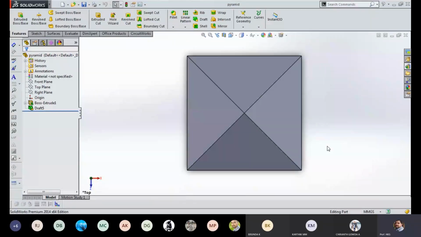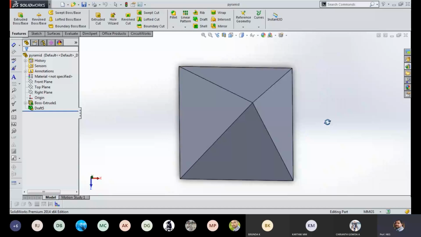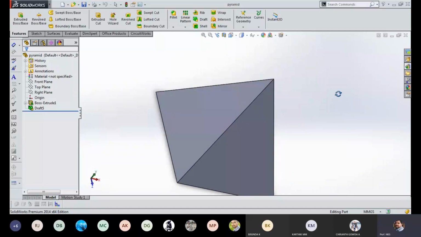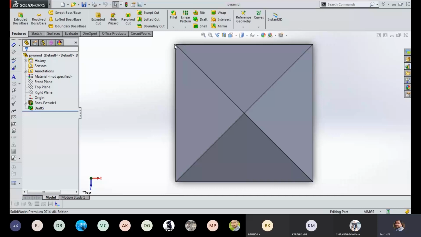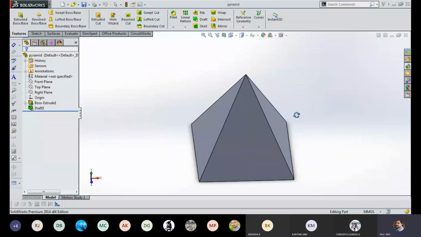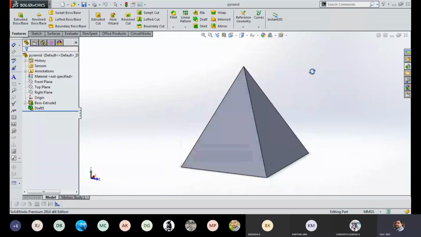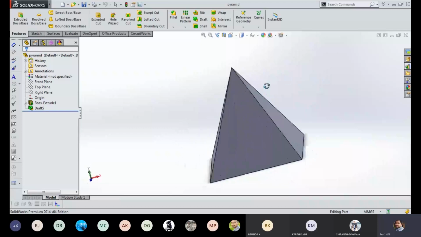This is how it will look from top. Now I will rotate. It will be like this. From top, it will look like a square, and this is the center, and you are able to see the slant edges. Okay, so this is about the pyramid.